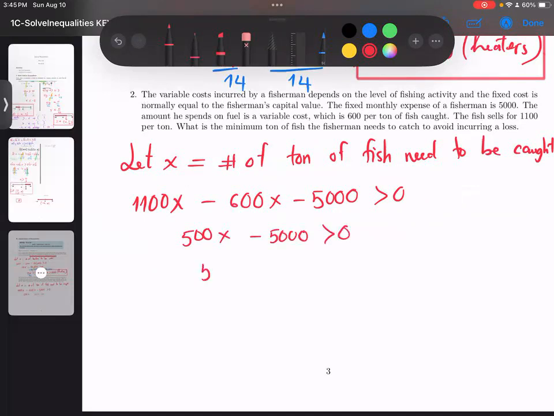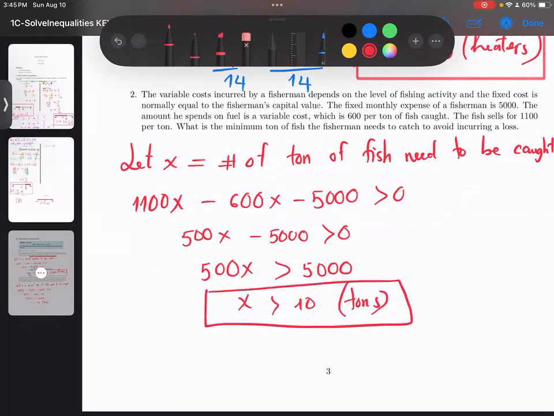Add 5,000 both sides. I'm going to skip that step. 5,000 here, divide both sides by 500. x is greater than 10 tons. So it has to be at least 10 tons of fish in order to avoid loss. The minimum will be 10 tons. And that's it. That is solving inequality and its application.